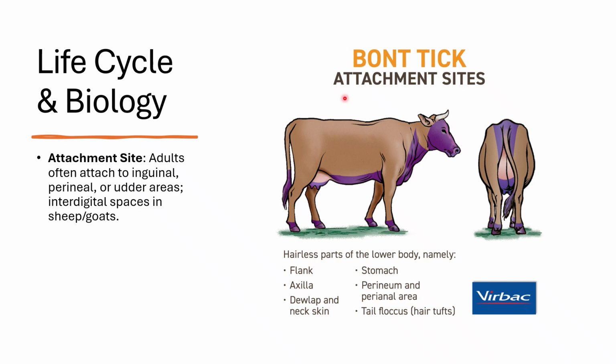The diagram shows the attachment sites of the bont tick of the genus Amblyomma. So we have here the flank. The hairless parts of the lower body mainly serve as the attachment sites for cattle. So we have the flank, the axilla, the dewlap and the neck skin, the stomach, the perineum, and the perianal area shown in the diagram.